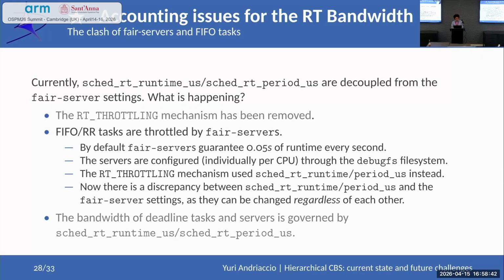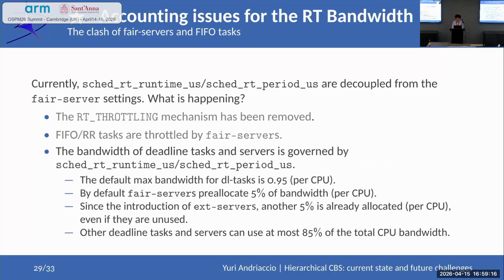So basically there is a discrepancy, because you can change the settings of the deadline FAIR servers regardless of the settings of the sched_rt_runtime and period. And so the global runtime and period are a cap on admission control. I think that's all they are at the moment. Yes, but what I mean by discrepancy is that by default, the max bandwidth for deadline tasks is 0.95, the ratio of runtime to period of these settings. Then you have to take off 5% because of FAIR servers and another 5% because of EXT servers. So if you try to allocate deadline tasks, you can use at most 85% of the total bandwidth.